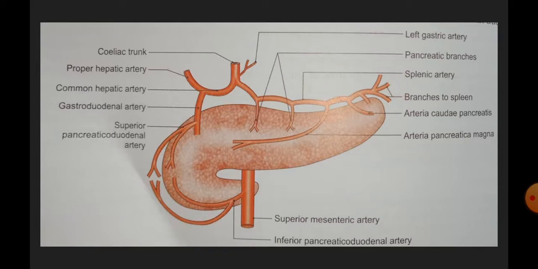Coming to the branches of the splenic artery, it gives off numerous pancreatic branches to supply the body as well as the tail of the pancreas. One of the branches to the body of pancreas is large and is known as Arteria pancreatica magna. Another branch to the tail of the pancreas is large and it is known as Arteria caudae pancreatis. These large arteries anastomose with the left branch of the dorsal artery, which may arise from one of the following arteries: the superior mesenteric, the middle colic, the hepatic or the celiac.